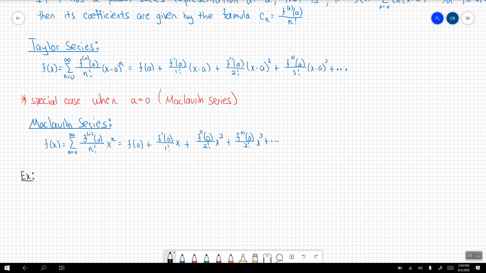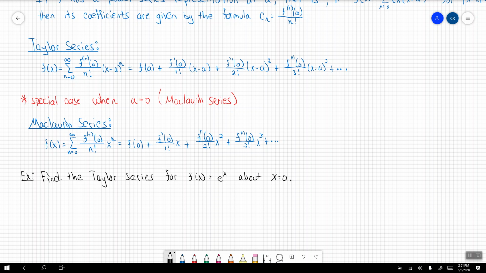Now, what we want to do at this point is start working with an example. So in here, I want to find the Taylor series for f of x equals e to the power of x, and this is going to be about x equals 0.